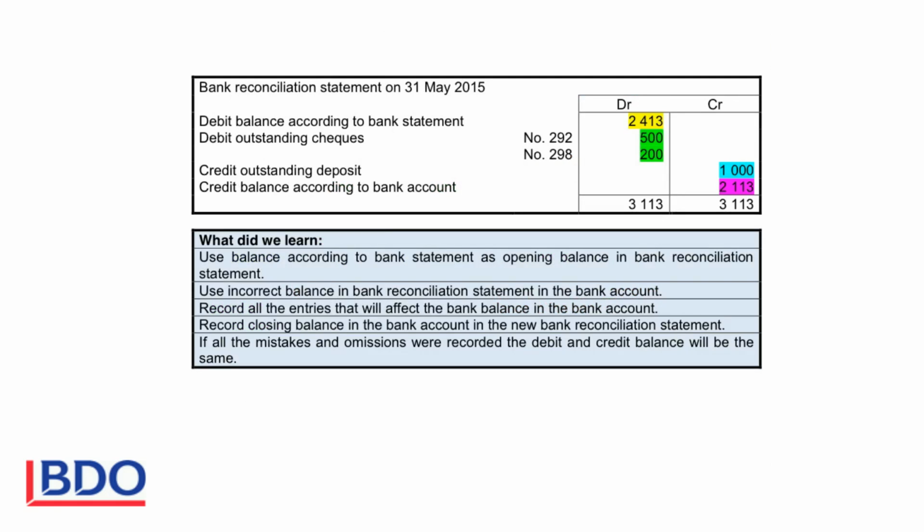According to the information, it's a bank overdraft. In our books, a bank overdraft is on the credit side of the bank. So in the books of the bank, it will be a debit balance, and we will show that the balance reflected on the bank statement is 2413.